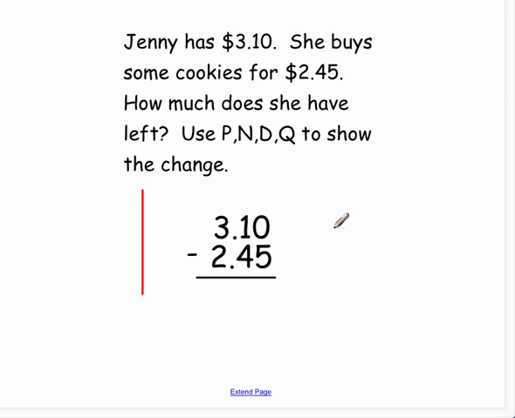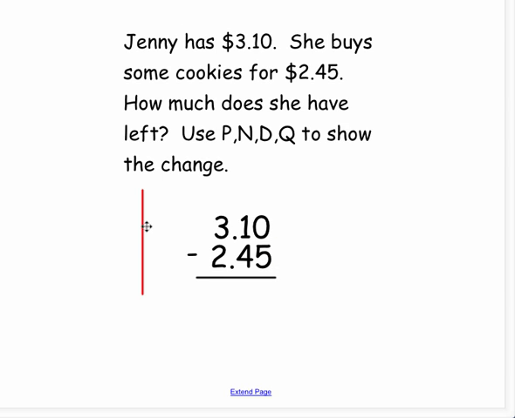Let's try this with a story problem. Jenny has $3.10. She buys some cookies for $2.45. How much money does she have left? Use P, N, D, and Q to show the change. Well, we are subtracting because we're starting with a bigger number, $3.10, and that money is disappearing because Jenny needed to buy some cookies. And so we want to figure out how much we have left. So we're going to write this as a subtraction problem, $3.10 minus $2.45, and we're going to solve.